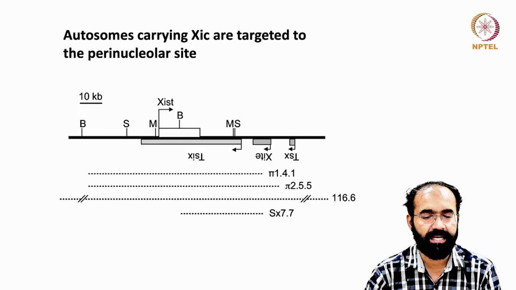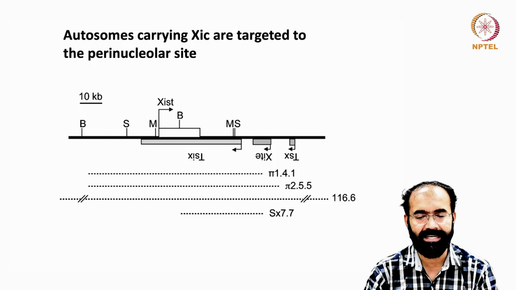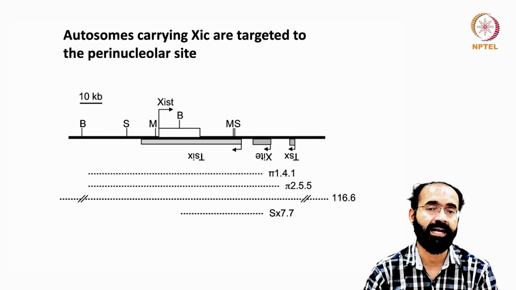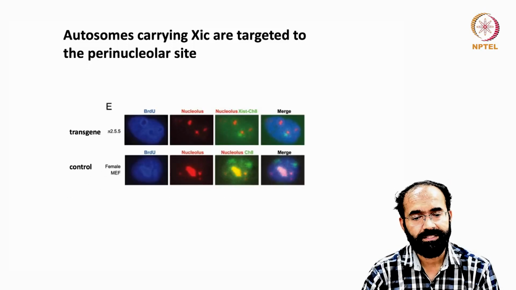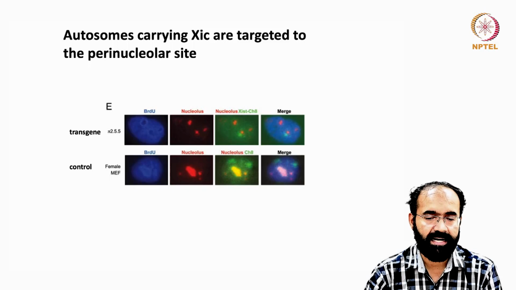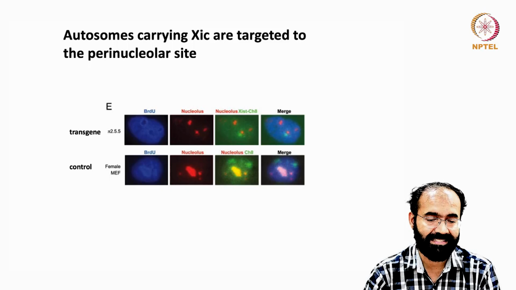So you can see here the different locations. This is where the inactivation center exists, and you have Xist, Tsix and many more genes located. So this region is what you are detaching and implanting onto an autosome. So autosomes carrying the X-inactivation center are targeted to the perinucleolar site. You can see this in this example.